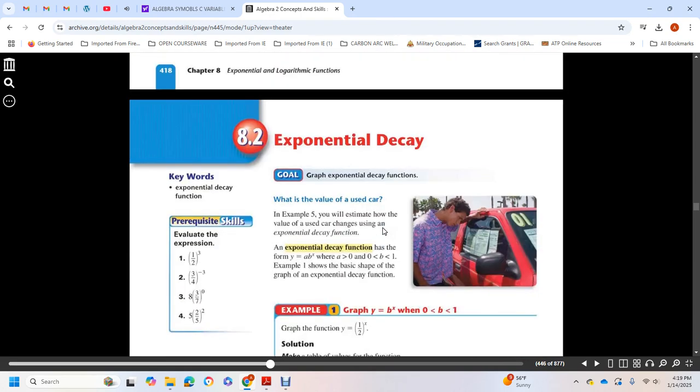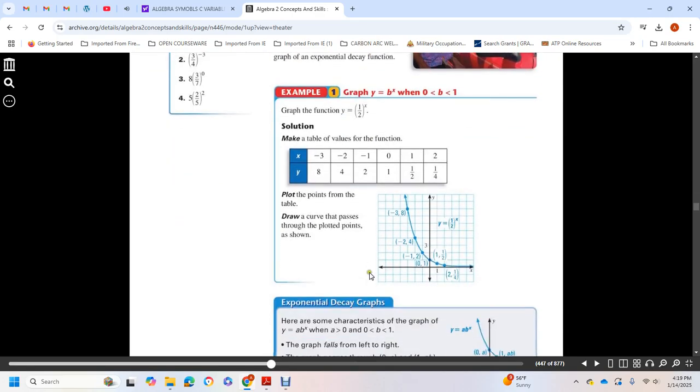Exponential decay. Exponential decay has the form y equals a times b to the x, where a is greater than 0 and b is greater than 0 but less than 1. For example, show the basic shape of the graph of an exponential decay function.